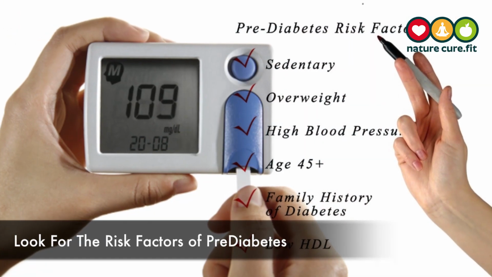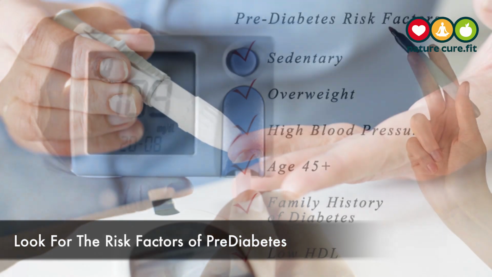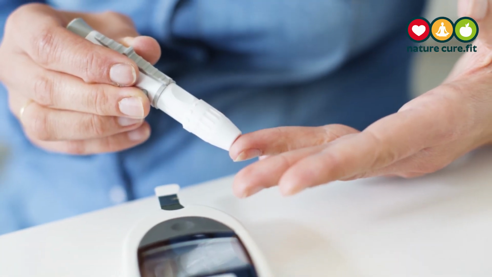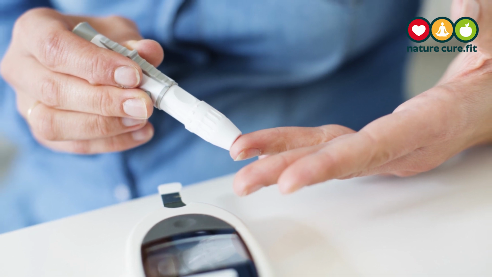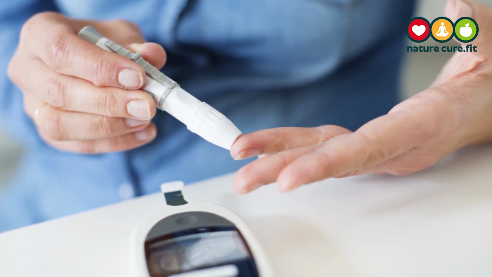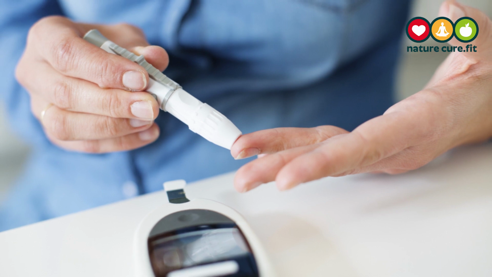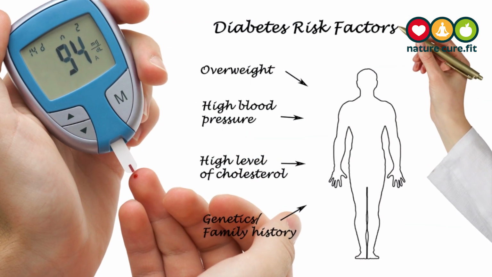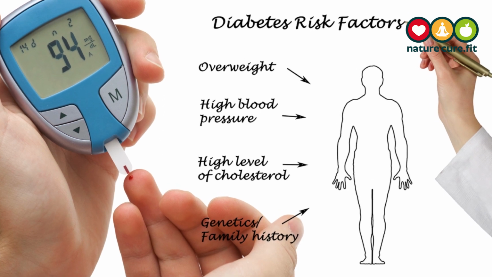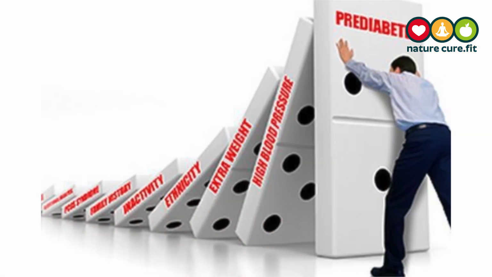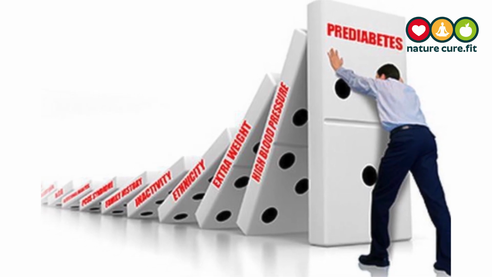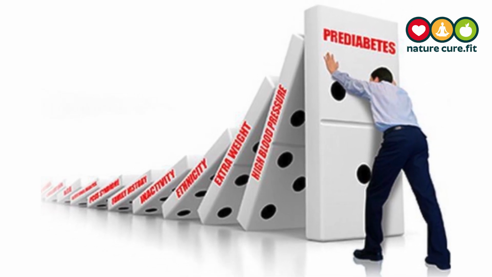Look for the risk factors of prediabetes. Prediabetes is a metabolic condition in which blood glucose is higher than the normal range. Still, it's lower than recommended for treatment with medication to control blood glucose. The risk factors for prediabetes include being overweight, family history of type 2 diabetes, sedentary lifestyle, high blood pressure, a previous experience of gestational diabetes.